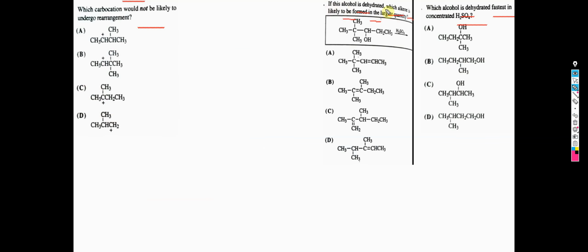If this alcohol is dehydrated, which alkene is likely to be formed in the largest quantity? So we have 1, 2, 3, 4, 5. We have pentanol. So let's redraw the structure. We have that. So as we know, concentrated sulfuric acid is very good at removing a molecule of water from alcohols, and it does that by an E1 mechanism, because the H plus from sulfuric acid is going to protonate the alcohol.